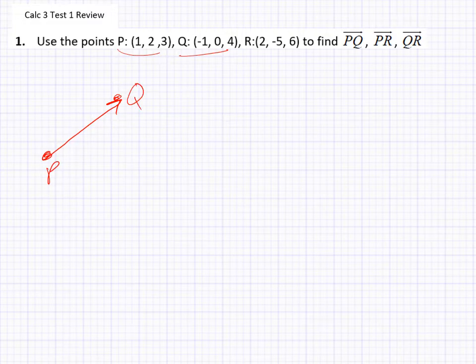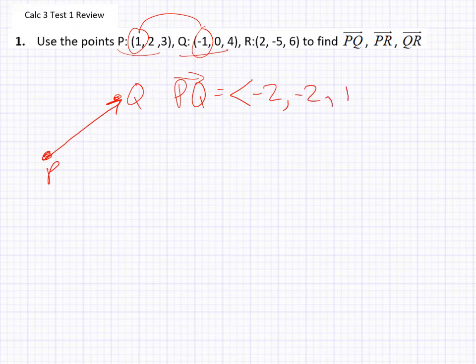point and our terminal point. So the way we always do it is to find vector PQ, or terminal minus the initial. Okay. So in this case, we're going to end up with -2, -2, 1.